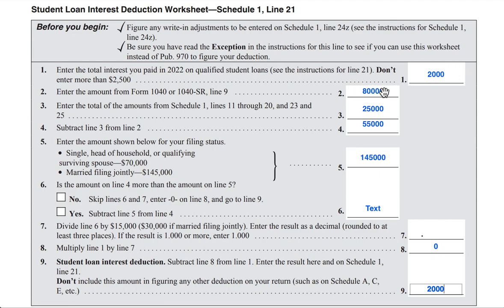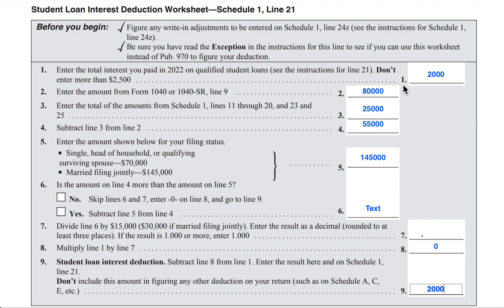In line 2, you're going to enter the line 9 total from your Form 1040 or 1040 SR. This is your total income. So we put down for our hero John Doe and his wife Mary Jane Doe $80,000. That was their total income from the year.